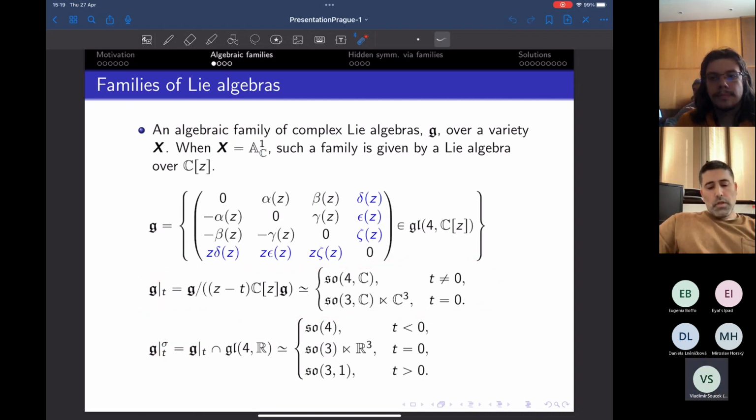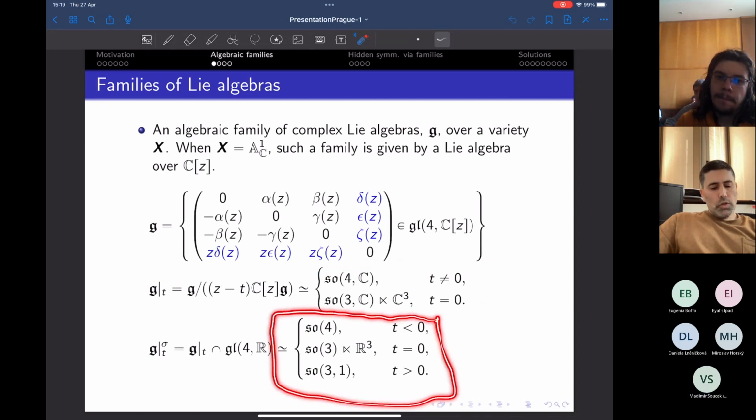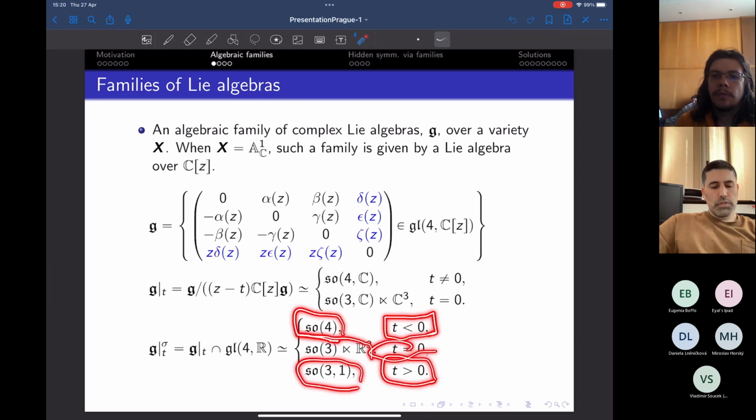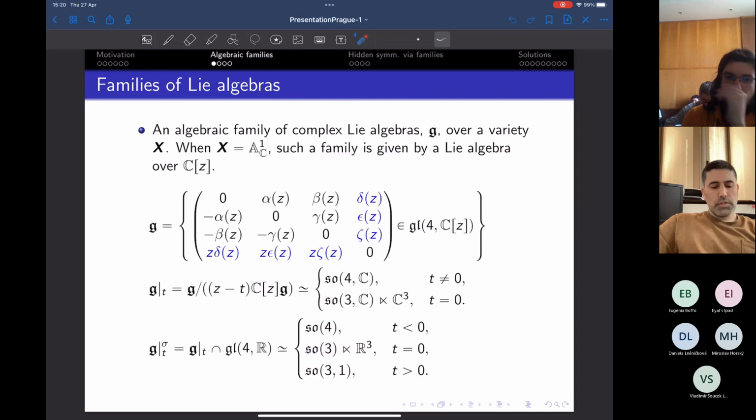The result in this example is that you see three different real Lie algebras depending on the sign of T. If T is negative, you get the real Lie algebra SO4. If T is positive, you get SO31. If it's 0, you get this semi-direct product, which are the Lie algebras of the group I've mentioned before as hidden symmetries.